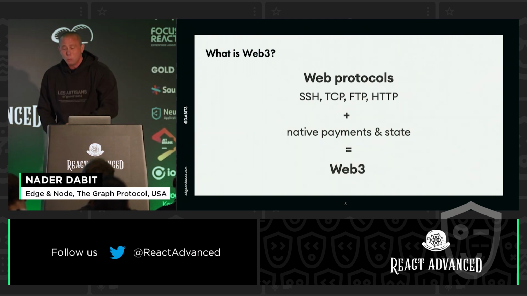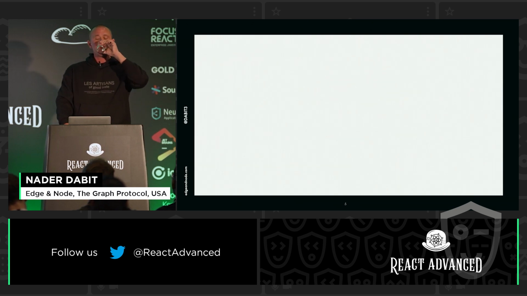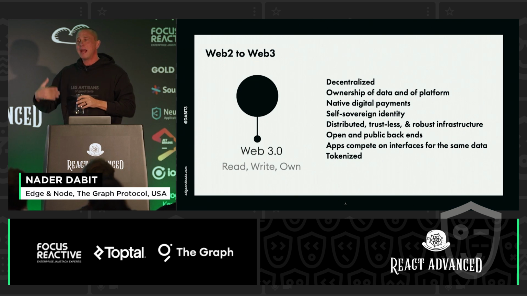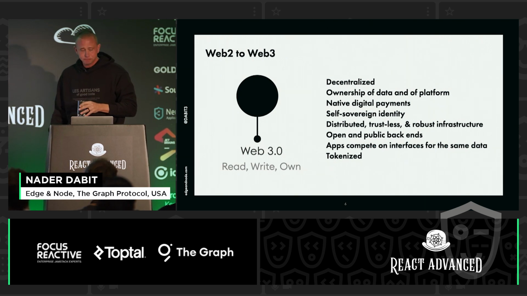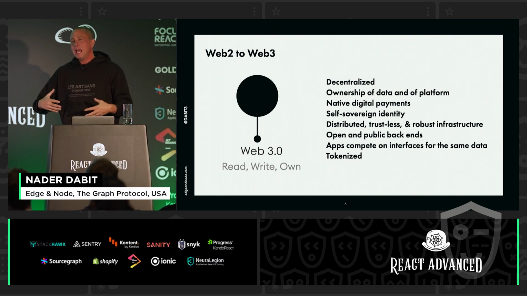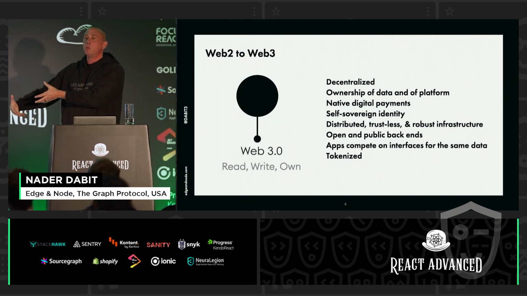So with that being said, what are the types of characteristics that you might expect from these new types of applications? Now, I don't think that decentralized apps are going to take over the world. I think it's more like we now have a new way of building things.